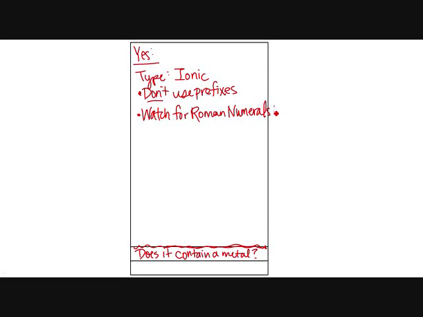And the 5 elements that get Roman numerals are Cu, copper, iron, nickel, tin, and lead. And remember that the Roman numeral (Rn stands for Roman numeral) tells the charge. Not how many there are, it tells the charge.